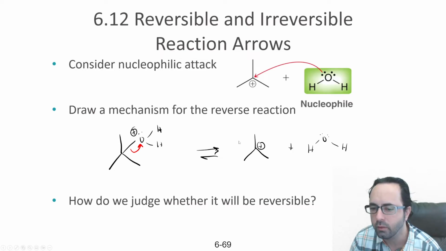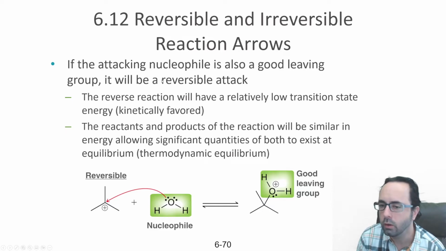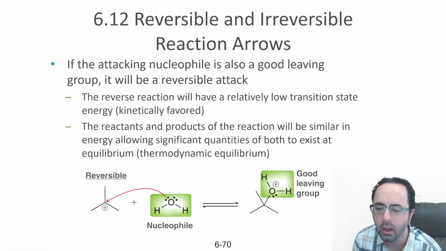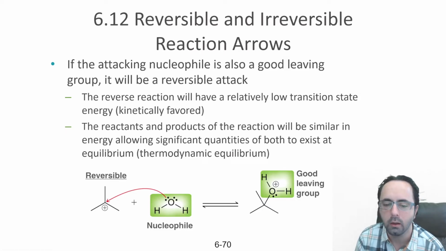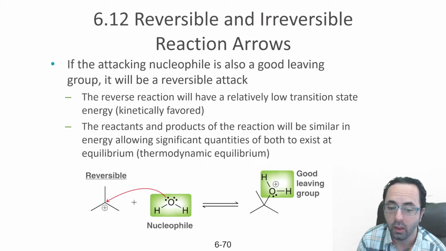This is also driven forward by the fact that we have greater entropy here, although it does take some energy to break this bond. So here's the way that we're going to codify this so that we can get some idea of what side this will be favored in equilibrium. If the attacking nucleophile is also a good leaving group, it will be a reversible attack. And so we will say this is reversible.